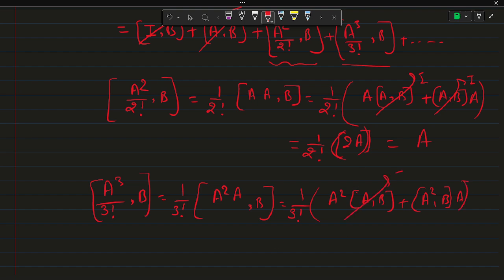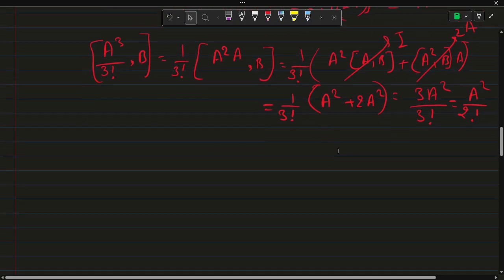So this is identity, and from the previous term we get A square B. For A square B we get 2a. So this is reduced to 2a. So we can write 1 upon 3 factorial a square plus twice a square. It will give 3a square by 3 factorial. Further reducing, it will give a square by 2 factorial.